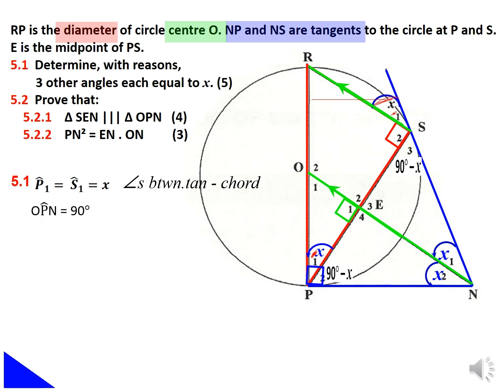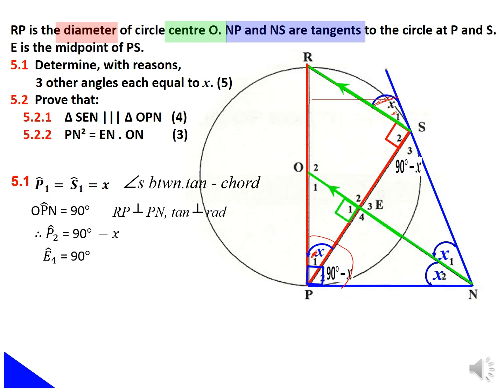What else do we know? We have OPN. Now, if you look at the line from RPN, this whole angle at this point here is equal to 90 degrees because the radius is perpendicular to the tangent. Then we can therefore find P2 by subtracting 90 minus x. P1 is x, but the whole angle is 90. Therefore, P2 is equal to 90 degrees minus x.